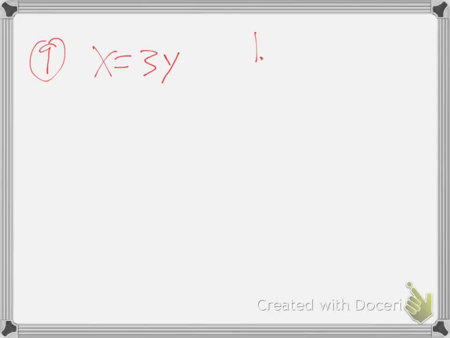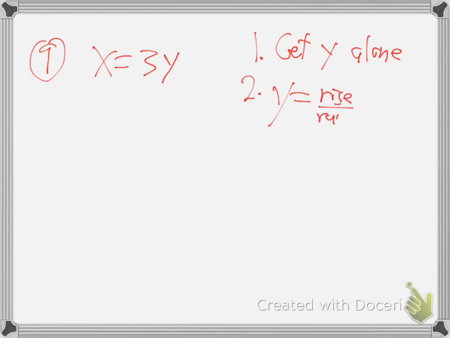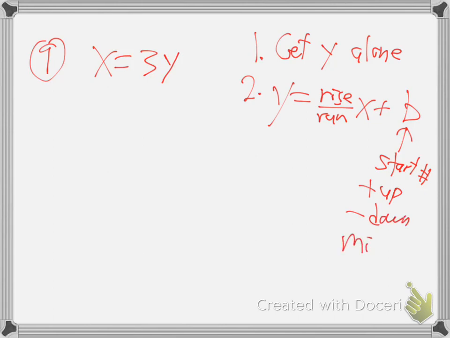So the steps are: step number 1, get the y alone. And then step number 2, when you get the y alone, remember what you have? You have the rise over run, which is the slope, next to x. And then the b out here, that's your starting number. Positive is up, negative is down, always in the middle line. Remember that?